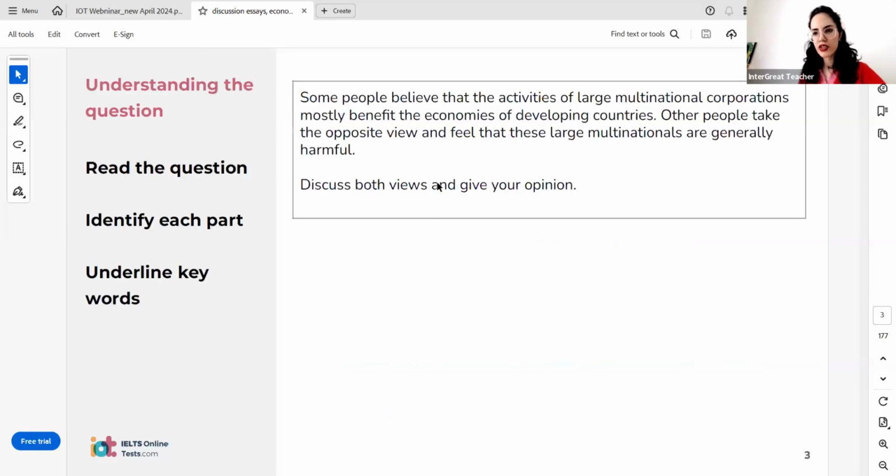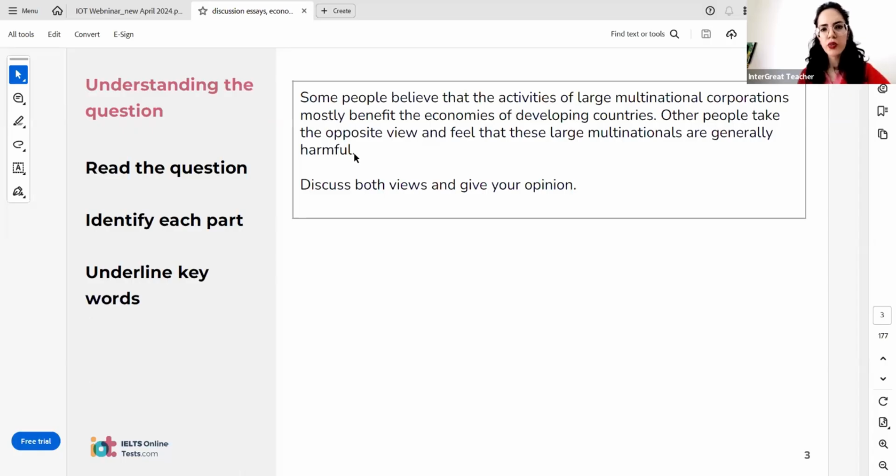First, we have this essay topic. Let's read it together. Some people believe that the activities of large multinational corporations mostly benefit the economies of developing countries. Other people take the opposite view and feel that these large multinationals are generally harmful. So we have two sides, benefit and harmful, and we need to discuss both views and give our opinion, right? This is how I know this is a discussion essay.